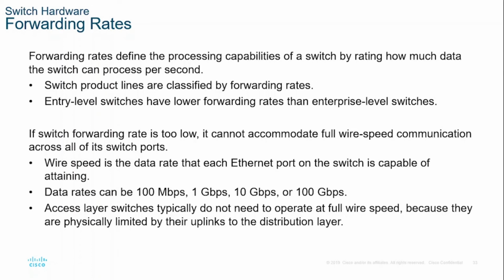If the switch forwarding rate is too low, it cannot accommodate full wire speed communication across all of its switch ports. Wire speed is the data rate that each Ethernet port on the switch is capable of attaining. Data rates can be 100 Mbps, 1 gigabit per second, 10 gigabit per second, or 100 gigabit per second. Large networks that support many thousands of network devices require high density modular ports.